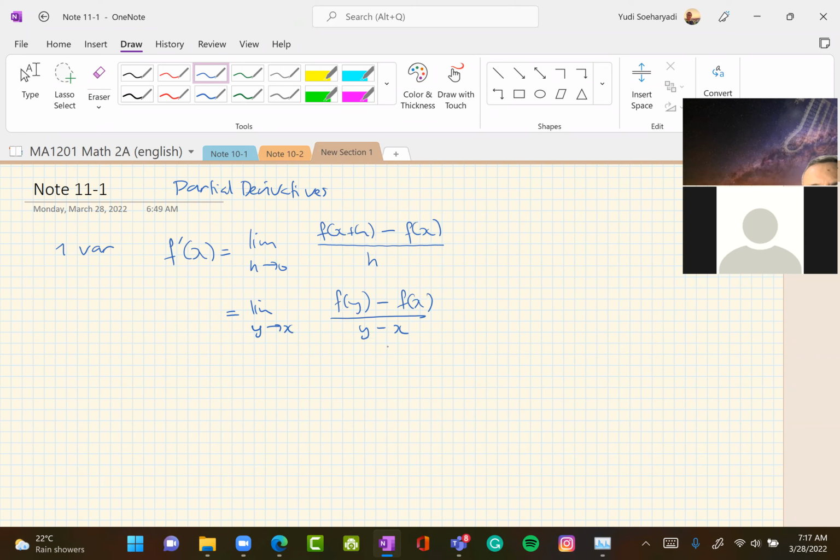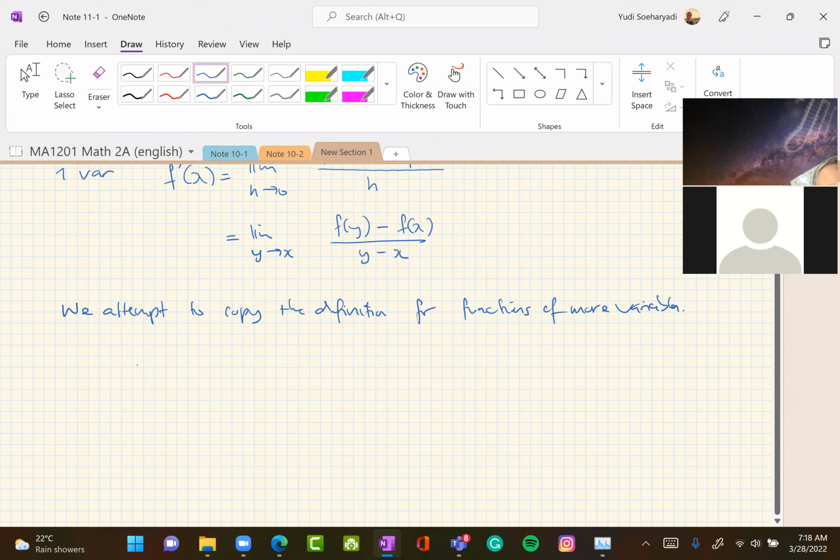The question is how to adapt these definitions to a function of two or more variables. So we attempt to copy the definitions for functions of more variables.